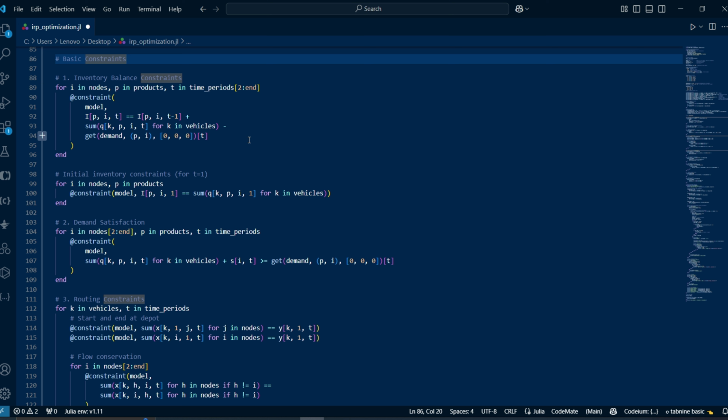To manage inventory effectively, we establish a balance constraint for each product at every node and time period. This ensures that the inventory at time t equals the inventory at the previous time period plus the quantity delivered to the node during time t by all vehicles. From this sum, we subtract the demand for that product at the node during time t. This constraint guarantees that inventory levels are updated dynamically based on deliveries and demand. If the demand exceeds the delivered quantities, the shortage is captured by the penalty cost.